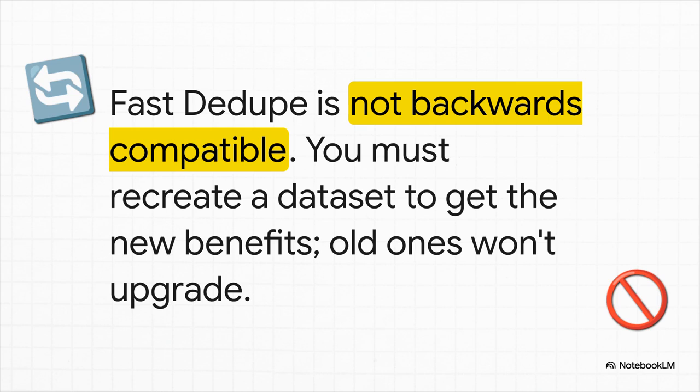And one last critical piece of info. Fast dedupe isn't backwards compatible in the way you might think. Because it changes how data is stored on the disk, you can't just take an old data set that already has dedupe turned on and magically upgrade it. It doesn't work that way. To get all these new benefits, you have to actually create a brand new data set from scratch.